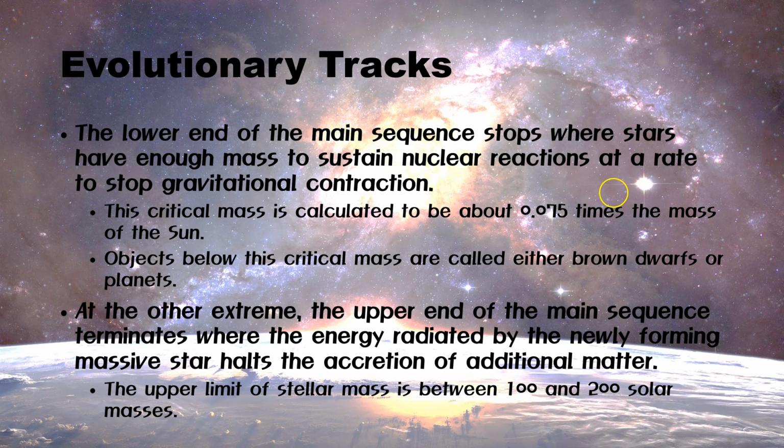At the other extreme, the upper end of the main sequence terminates where the energy radiated by the newly formed massive star actually halts the accretion of additional matter. Now, if we look at the upper limit of what we can find for stellar mass, this tends to be between 100 and 200 solar masses.